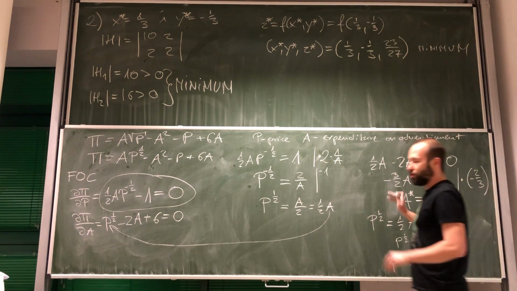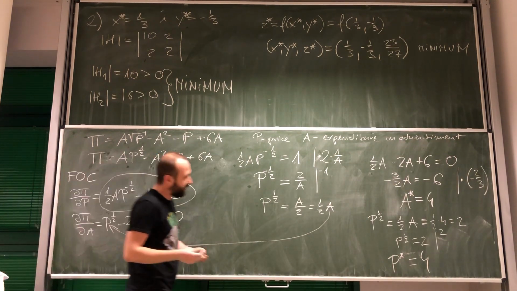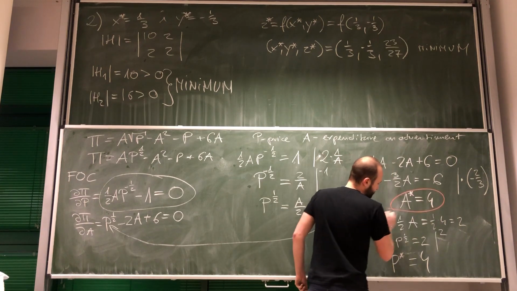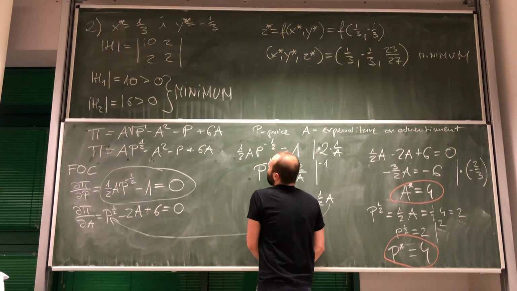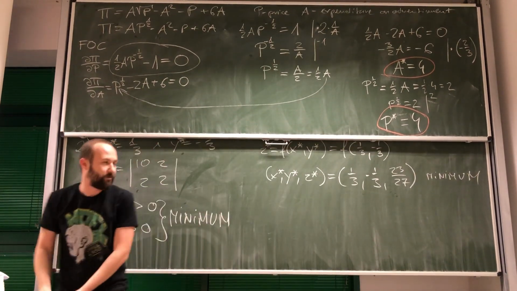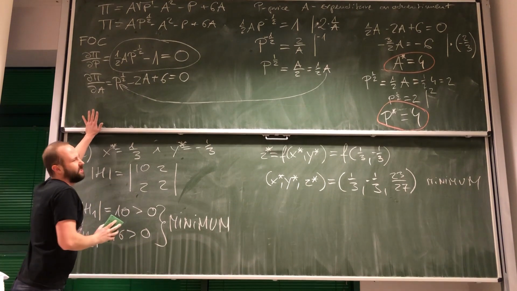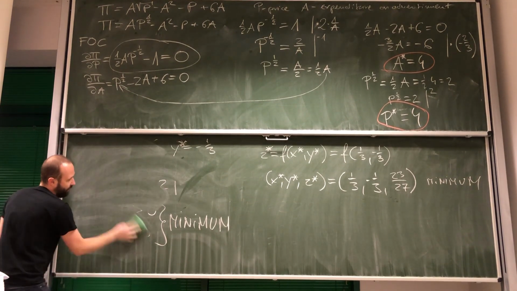Okay, now those 2 points are our candidates for either maximum or minimum. Of course, we want to maximize profit. So we would be very, very happy if it would turn out that this is a maximum. Okay, but of course we need to check it.